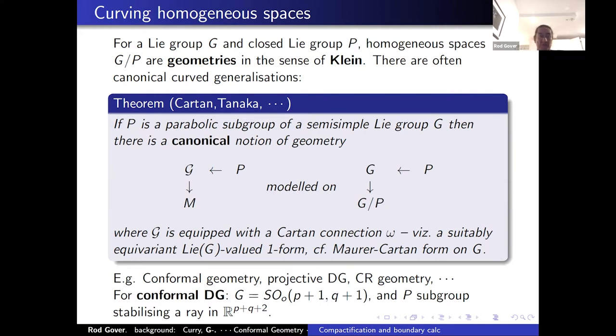And that's the basic setting for describing this general picture that I'll mention, but especially when P is parabolic and G is semi-simple. And in the latter category, for instance, a lot of our favorite geometries turn up, like conformal geometry, projective differential geometry, hypersurface type CR geometry, and so on. And I've mentioned some of the groups that are involved.